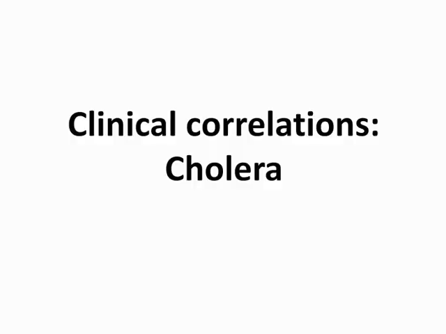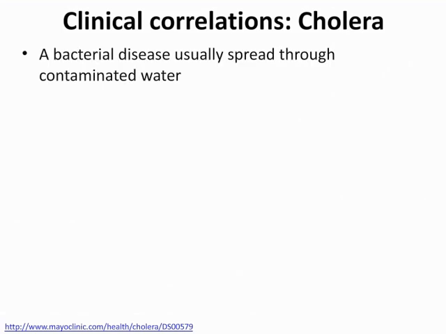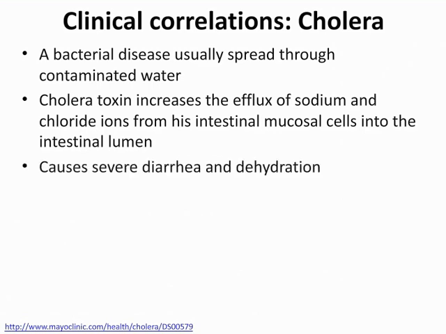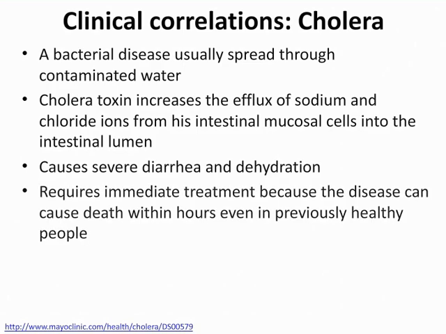So the last objective talks about knowing cholera, how it enters the cell, and the different ways cholera can be treated and what you can do to prevent it. Alright, so you should know that cholera is a bacterial disease that is spread through contaminated water. Cholera toxin increases because of the efflux of sodium and chloride ions. So the flowing out of sodium and chloride ions from the intestinal mucosa into the intestinal lumen is going to increase that cholera toxin. And that's going to cause severe diarrhea and dehydration, and you're going to need immediate treatment because the disease can cause death within hours.